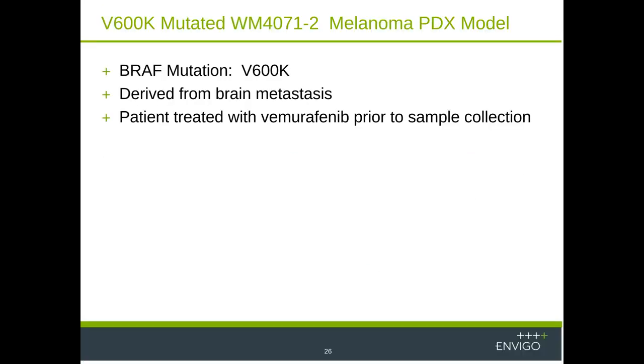So moving into the final tumor model that we tested, which to remind you, was the melanoma model, so the WM4071-2 model. This is the BRAF resistant model, which has the V600K mutation, and it is derived from a brain metastasis. And the patient from which this was derived was treated with vemurafenib prior to sample collection.